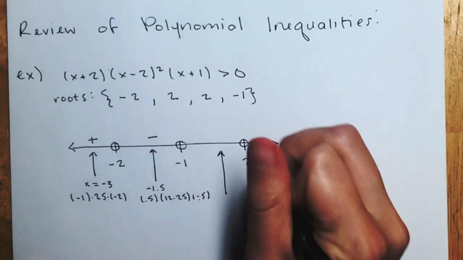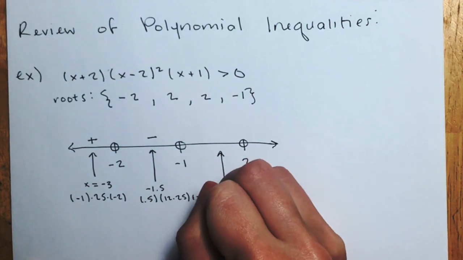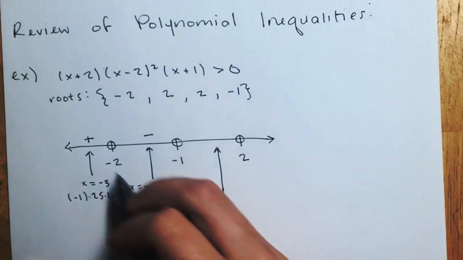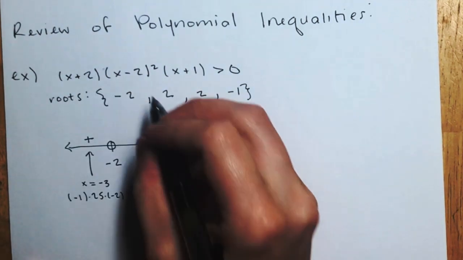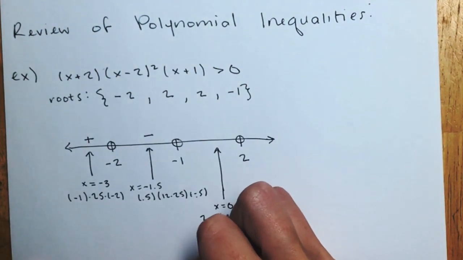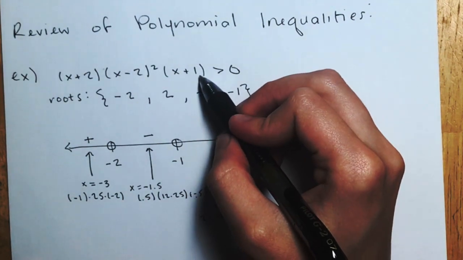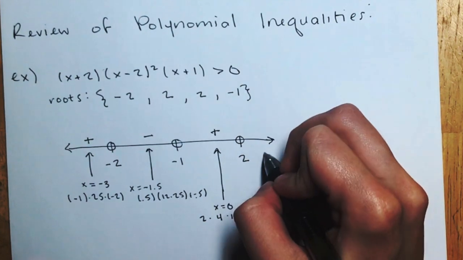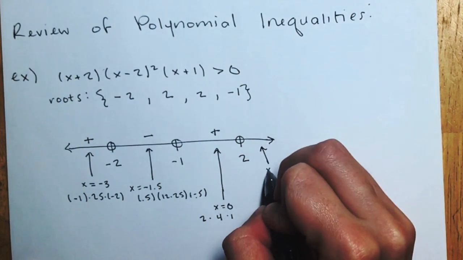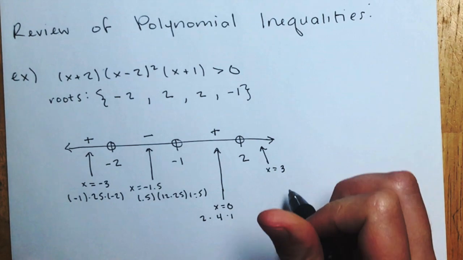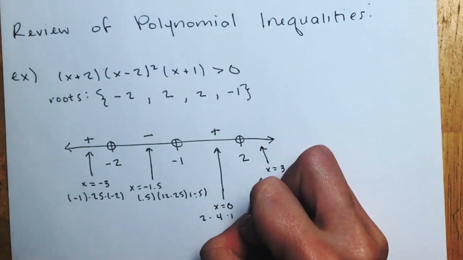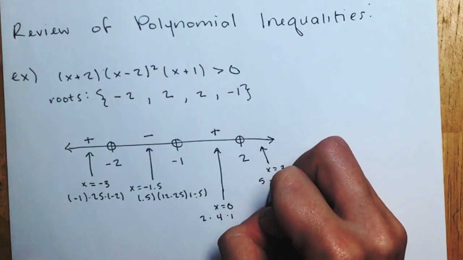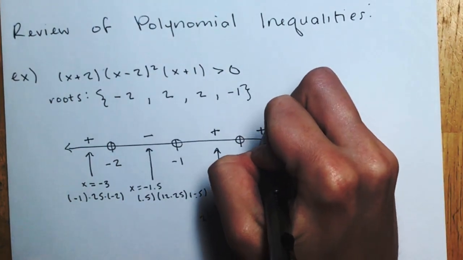Between -1 and 2, the easiest check would be 0. This is also x equals 0. I plug that in, I get 2. I plug that in here, I get 4. And I plug that in here, and I get 1. Right? All that is positive, so that'll be positive. And then, last but not least, let's say x equals 3. We get 3 plus 2, so 5. 3 minus 2, so 1 squared, which is 1. And 4, so this one is also positive.